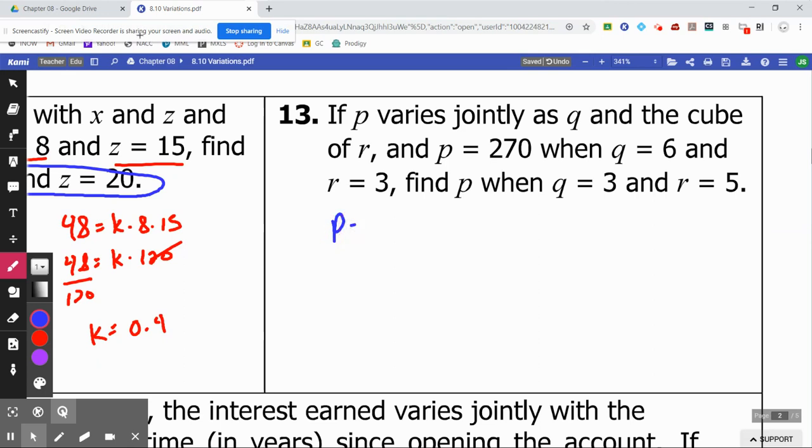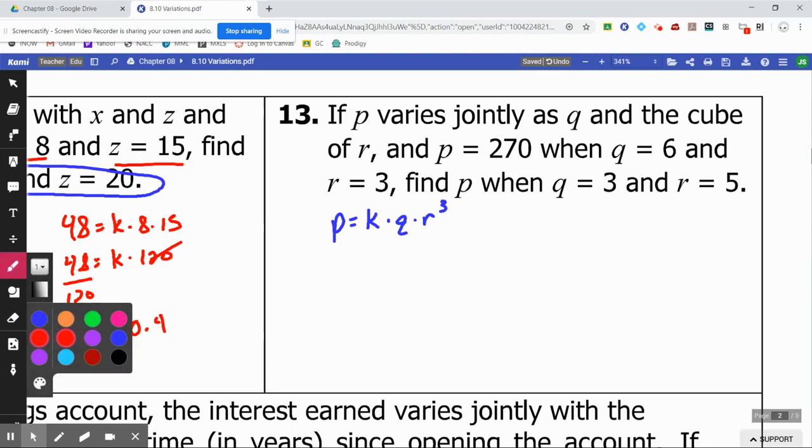Number 13. It says P varies jointly as Q and the cube of R. So P varies jointly, that means there's your constant, as Q and the cube of R. Don't get that mixed up with the cube root of R. So Q and the cube of R. And then it gives us our scenario. Let's plug all this in.